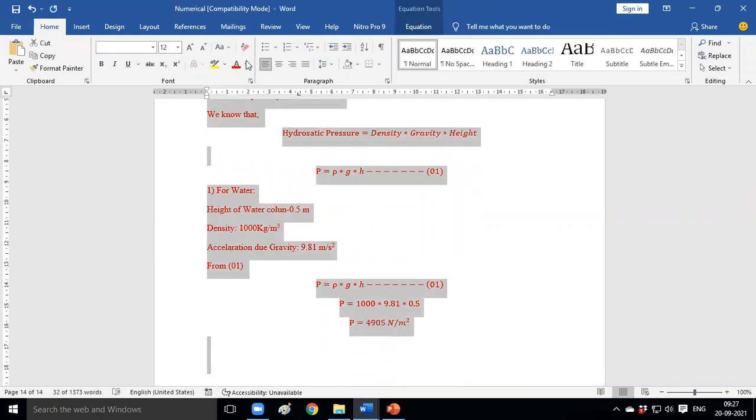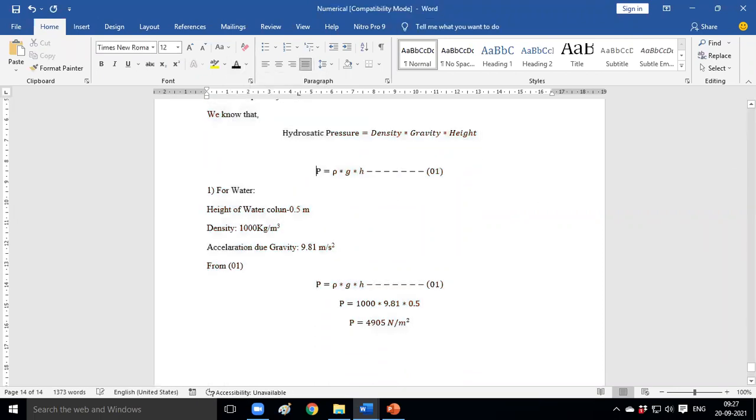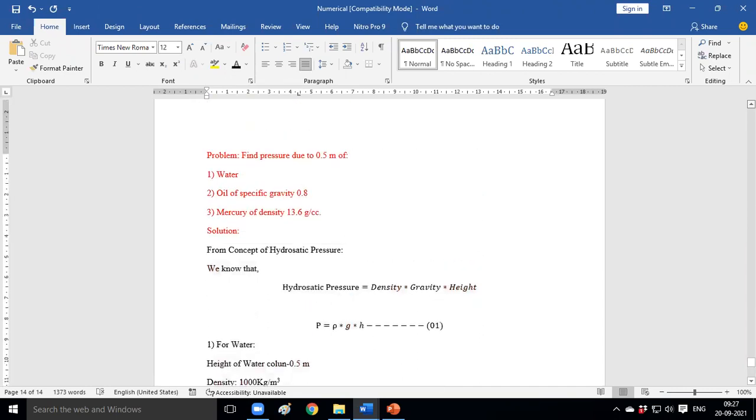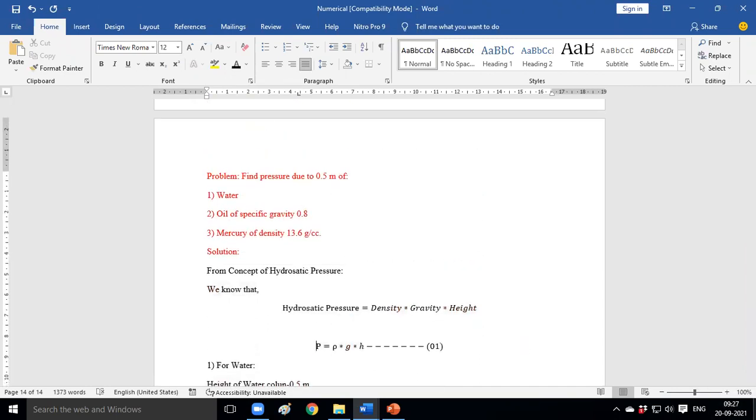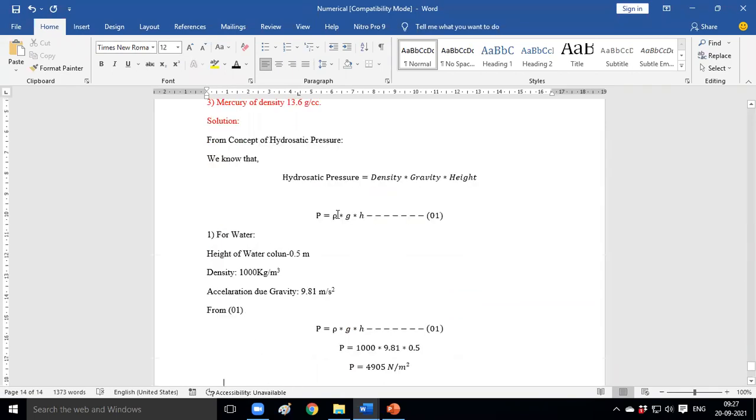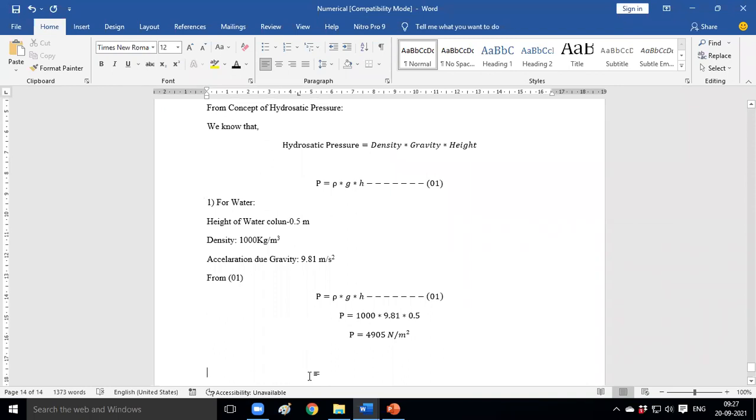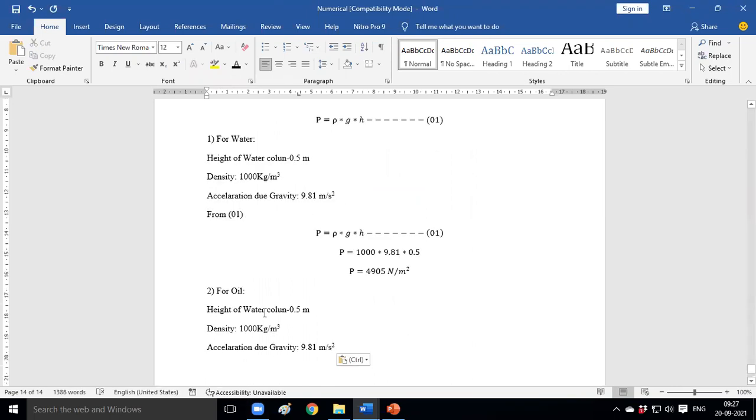Similarly, we can find the pressure exerted by the second fluid, which is mentioned as oil, with a specific gravity given as 0.8. So the second part we consider for the oil. Similarly, we can write all these parameters for oil. What is the height of the oil column?